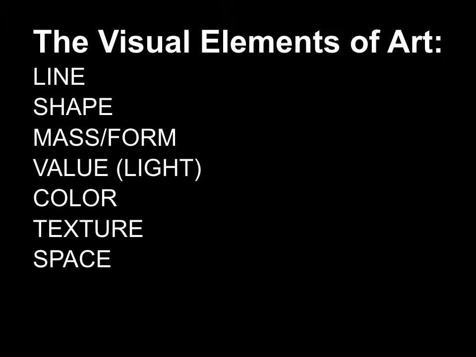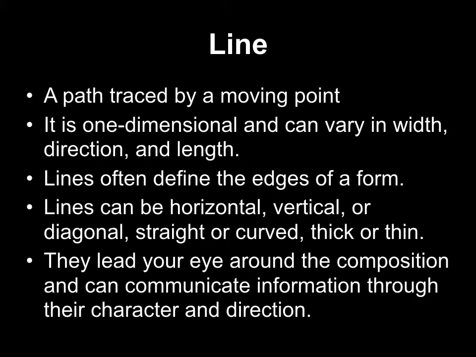The 7 visual elements are line, shape, mass, and form. They're viewed together. Value or light, color, texture, and space. The first element of art that we're going to look at is line. It's what our first project is based off of.